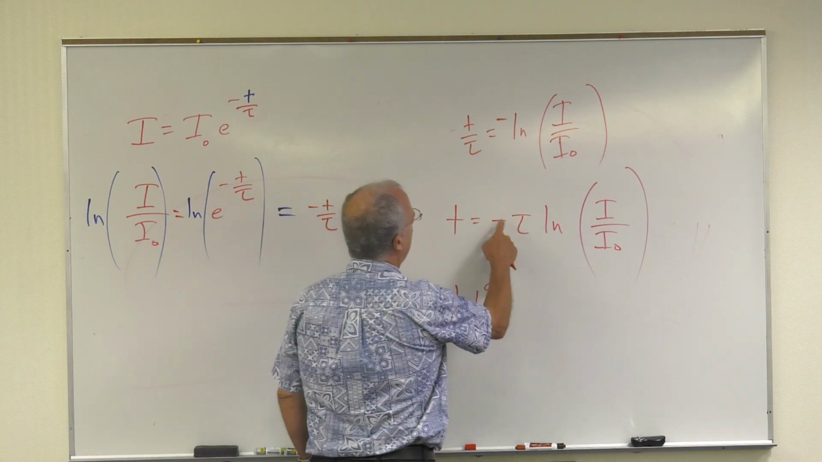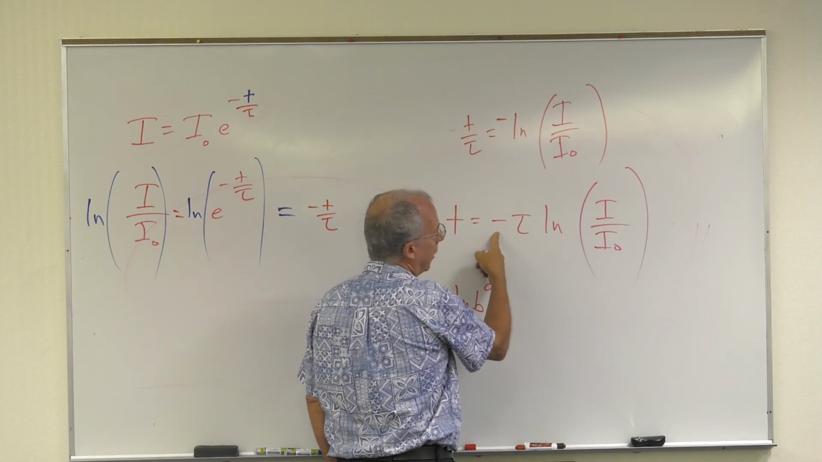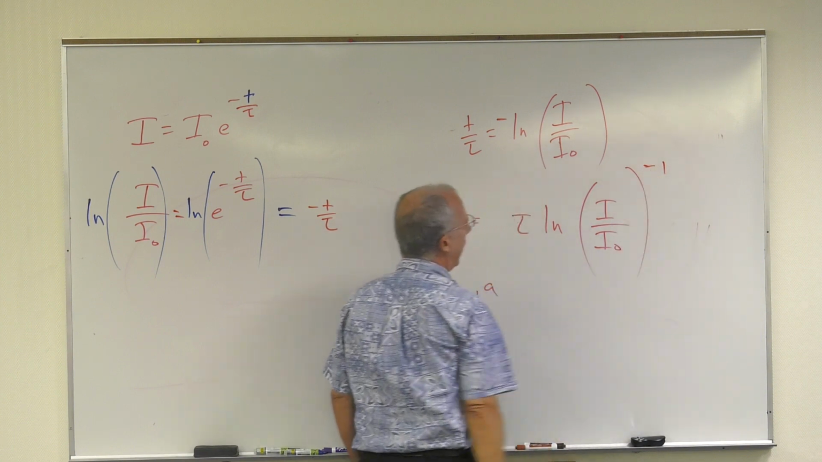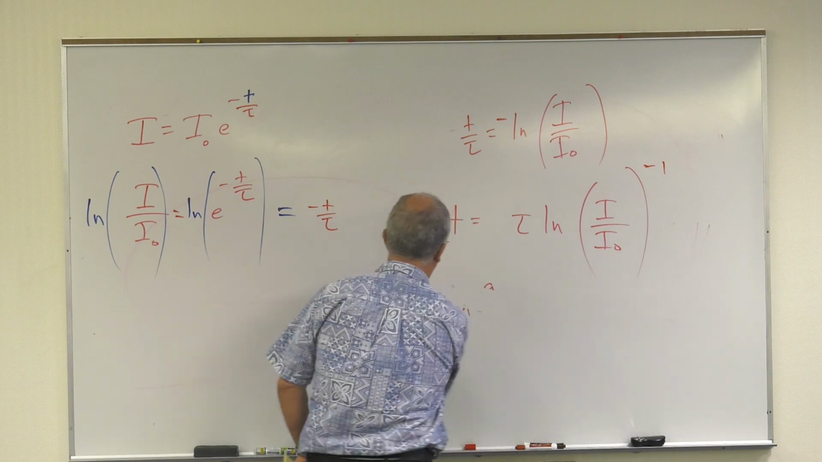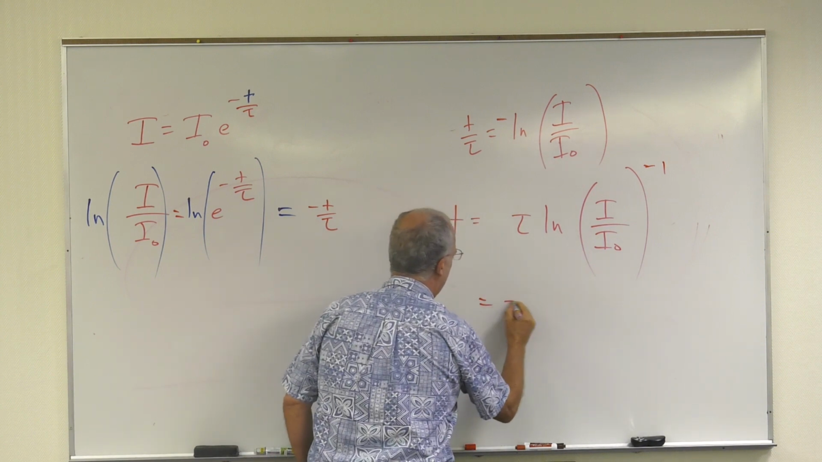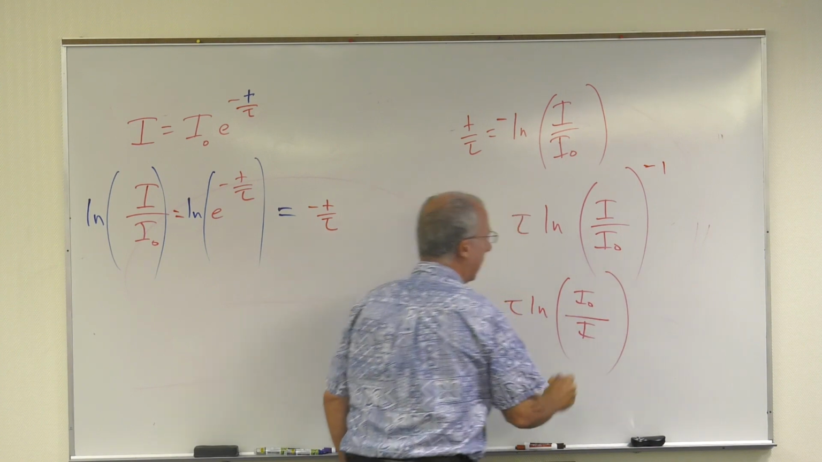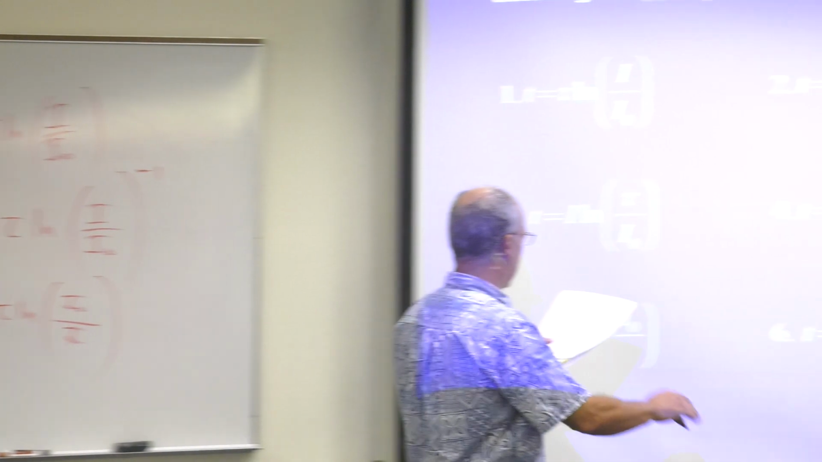So we have a negative here, right? This is like a -1. Can't we put that negative up here as an exponent? Yeah, we sure can. And then what is something to the -1 power? You just flip it. So that's the same thing as tau ln I0 over I. So it's number 2, right? Number 2.